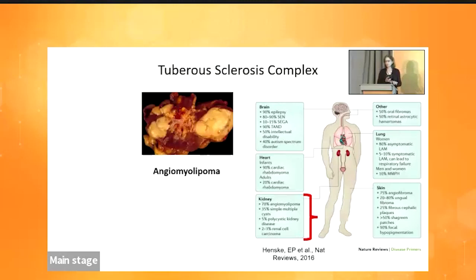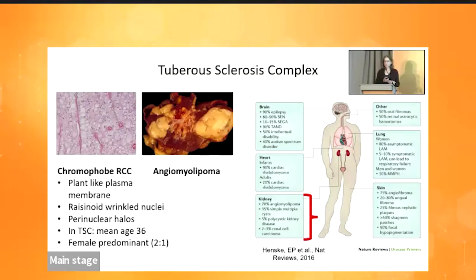In the kidney, the most common tumor is, of course, the angiomyolipoma, which are benign fat-containing tumors. You can see the fat in this tumor right here. But there also are renal cell carcinomas, which are often chromophobe-ish. They sometimes are called hybrid oncocytic chromophobe tumors. Chromophobe tumors, as you know, have this plant-like plasma membrane, a sort of wrinkled raisin-looking nucleus, and in tuberous sclerosis, these tumors occur at a young age.